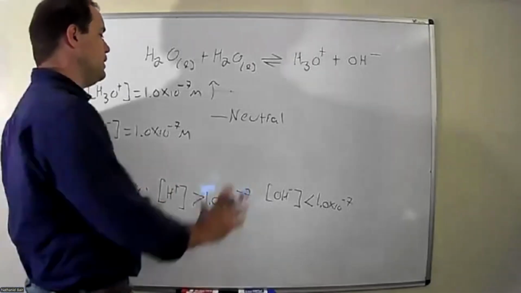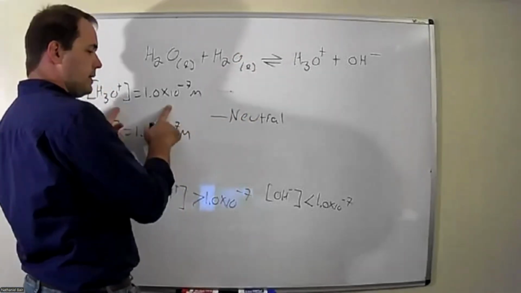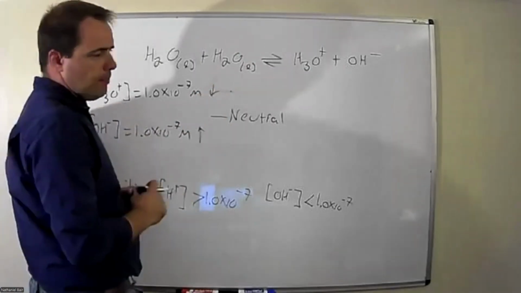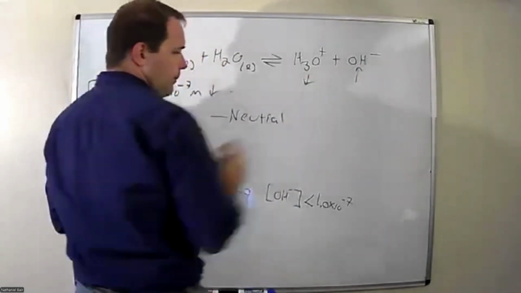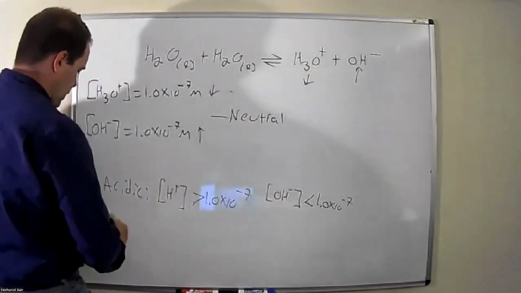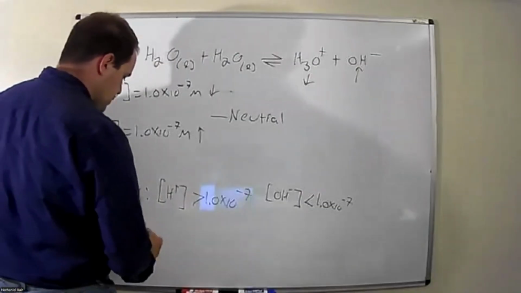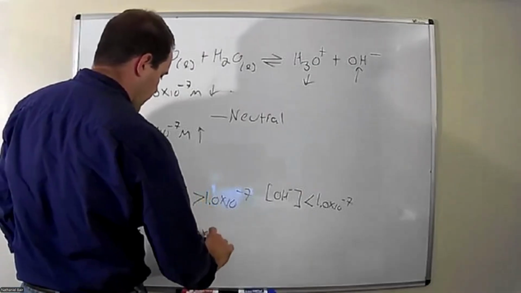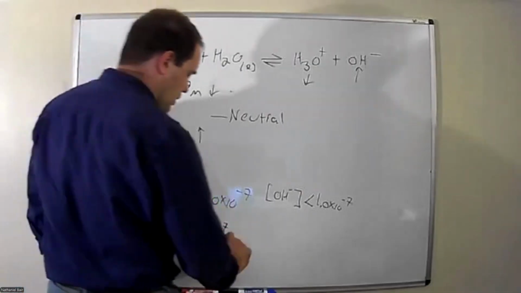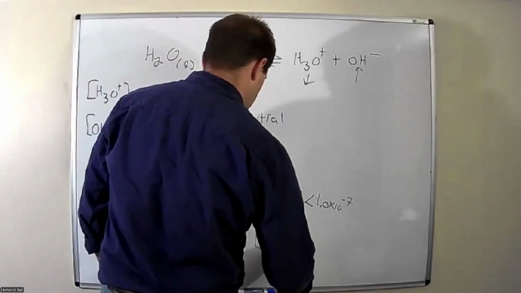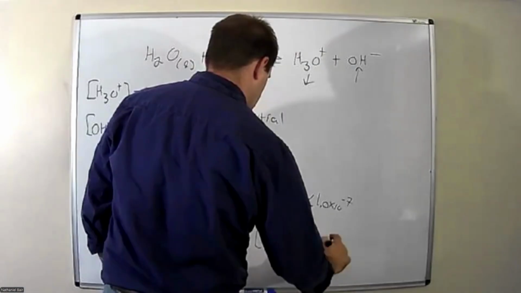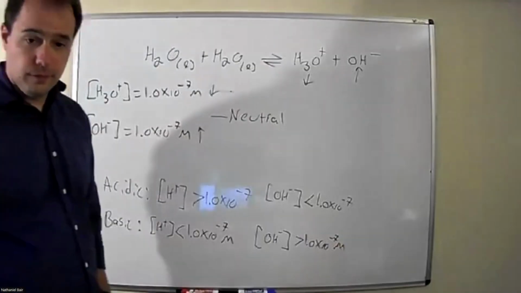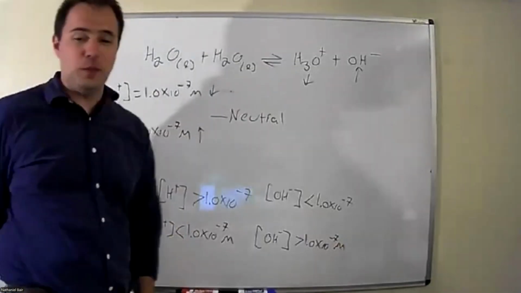A basic solution is going to be one where I have less hydronium than 1 times 10 to the negative 7th, and by default have more hydroxide. So the hydroxide is higher than the hydronium. So a basic solution is going to be one where the hydronium ion concentration is less than that neutral value of 1 times 10 to the negative 7th molar, and the hydroxide would be greater than that neutral value of 1 times 10 to the negative 7th molar. How we feeling? Do you see why chemists don't need the pH scale?